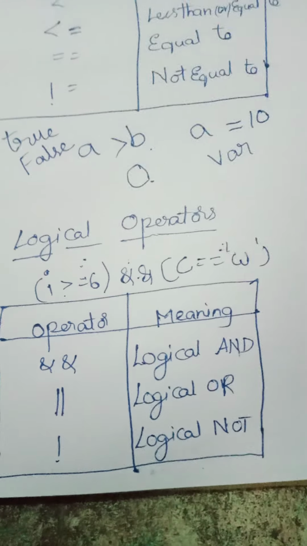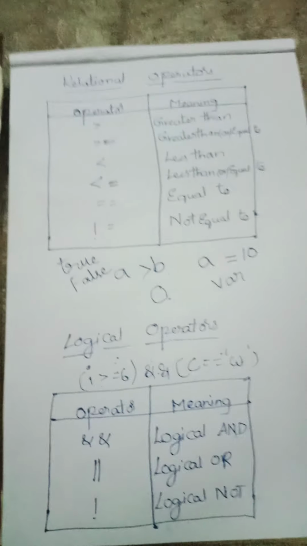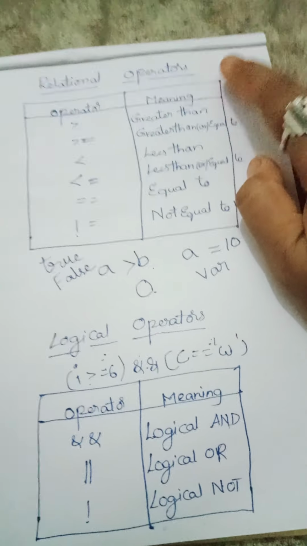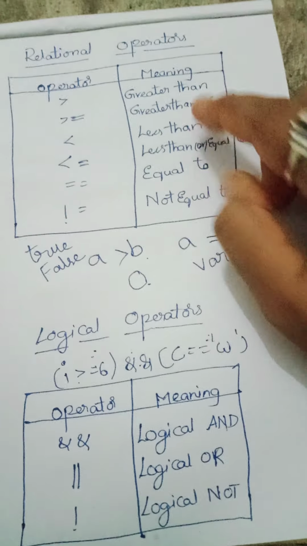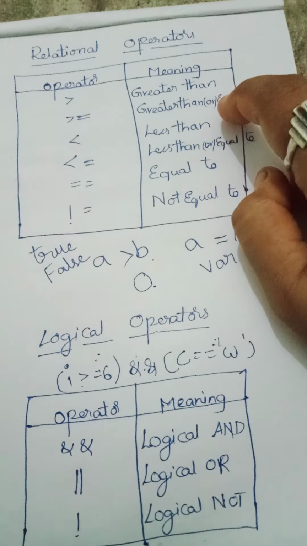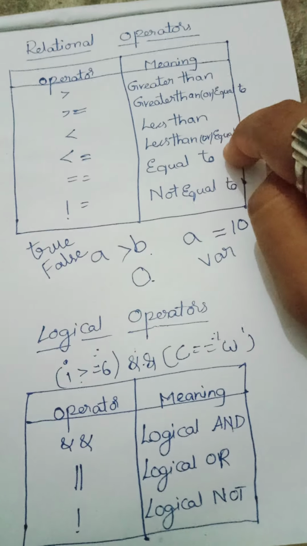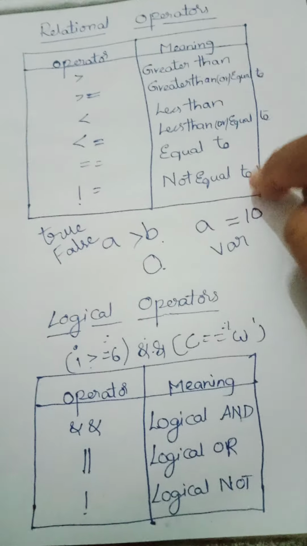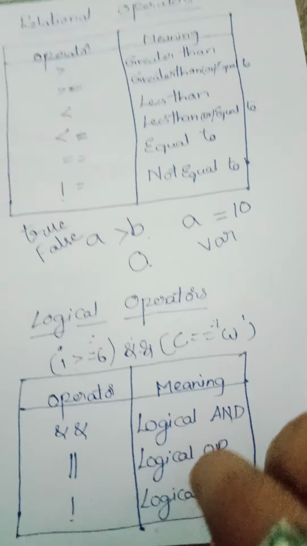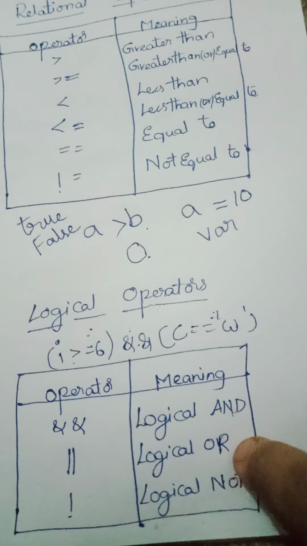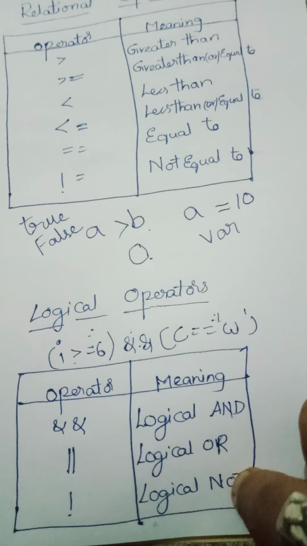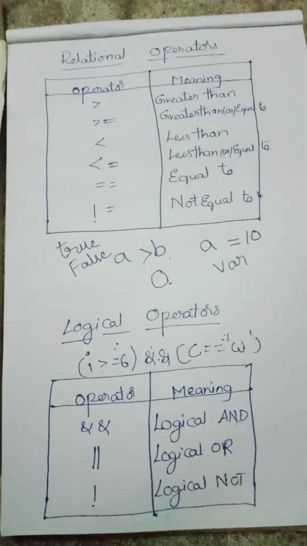Understood? Now we will recap the whole topic. There are 6 relational operators. What are they? Greater than, less than, greater than or equal to, less than or equal to, equal to, not equal to. And there are 3 logical operators. What are they? Logical AND, logical OR, logical NOT. Have you understood the whole topic?